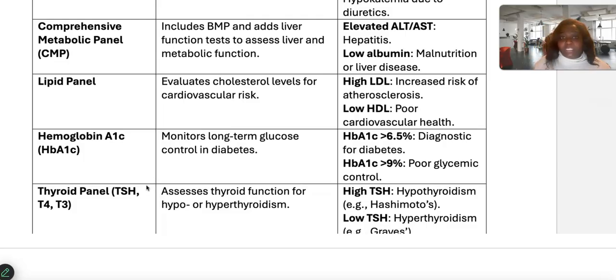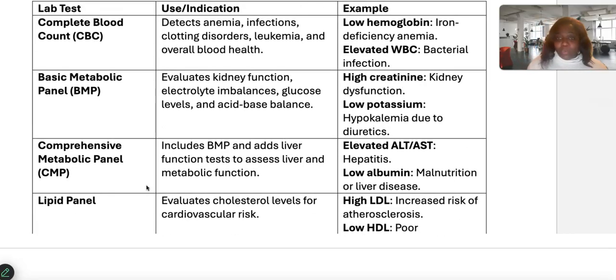So it includes what? Our liver test, our metabolic function. Like somebody's having hepatitis, you want to check ALT and AST level. You want to check, are they well nourished? Do they have a liver disease? You want to check the albumin level. So now you have a couple of components underneath the CMP. Underneath the CMP, we have ALT or AST, and we have albumin.